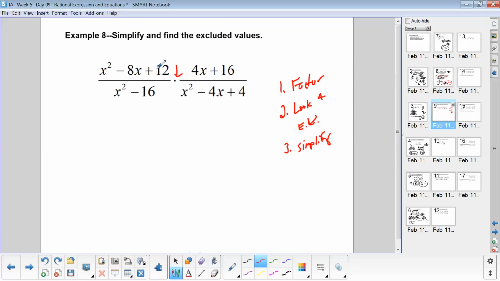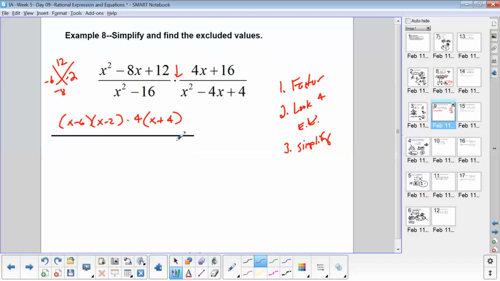So x squared minus 8x plus 12. Well, a is 1. Factors of 12 that add to negative 8 would be -6 and -2. They both add to -8, and they both multiply to give me 12. So we know that would be x minus 6, x minus 2. 4x plus 16 would be 4 times x plus 4.